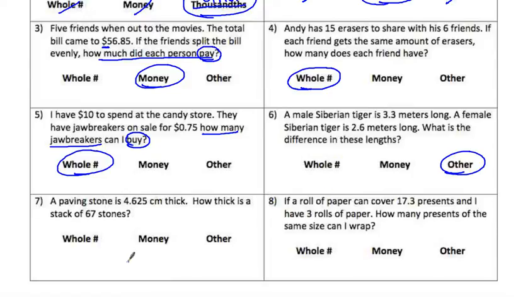Number 7, a paving stone is 4.625 centimeters thick. How thick is a stack of 67 stones? Same thing. You're measuring. Measurements can be decimals, so it's going to be other.